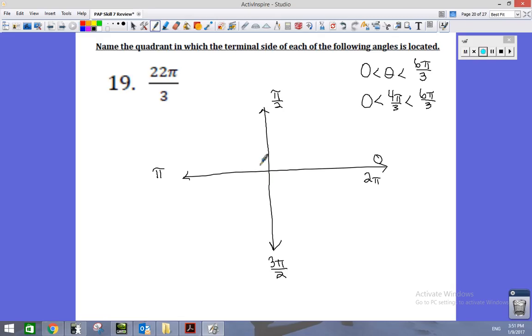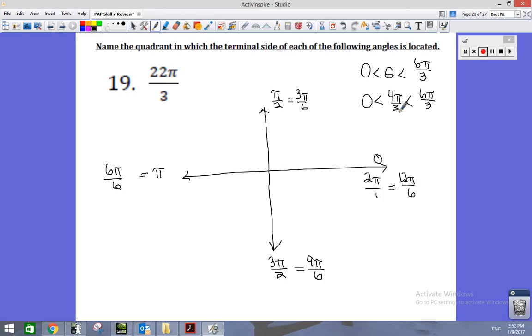So even though you're wrapping around it several times, 4 pi over 3 is between 0 and 2 pi. Now I want to make my comparison against these boundary angles. The common denominator between 2 and 3 is 6. So I'm going to look at pi over 2 as 3 pi over 6. I'm going to look at pi as 6 pi over 6. I'm going to multiply this by 3 over 3 and get 9 pi over 6. Multiply this by 6 over 6 and get 12 pi over 6.